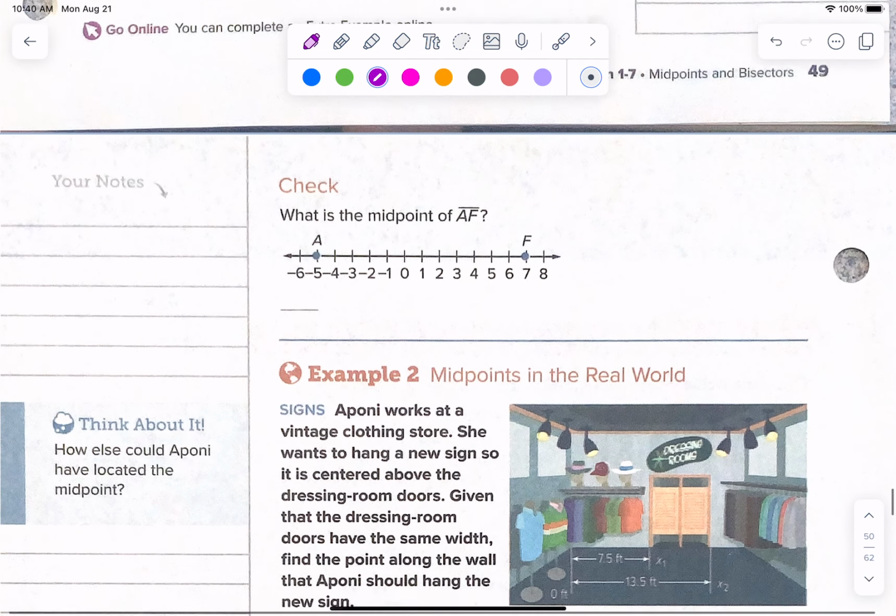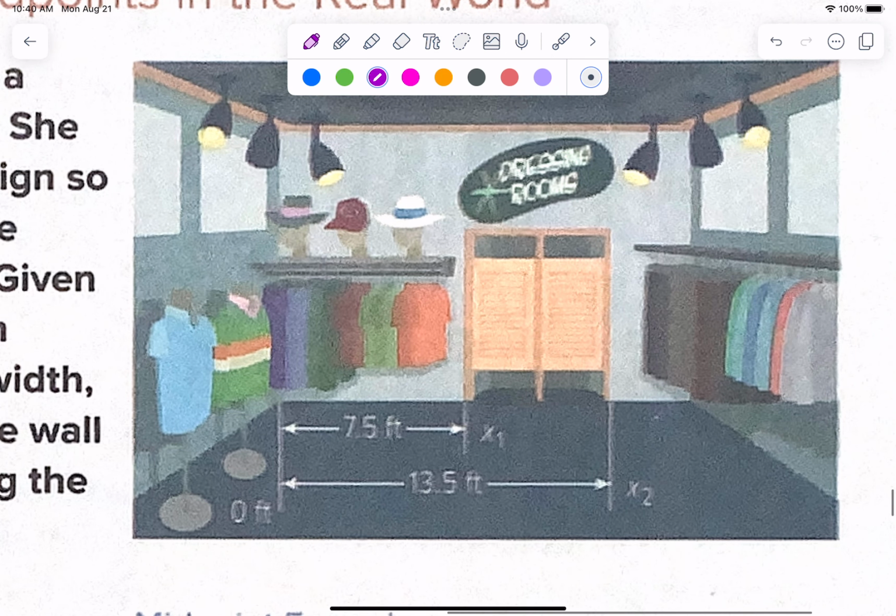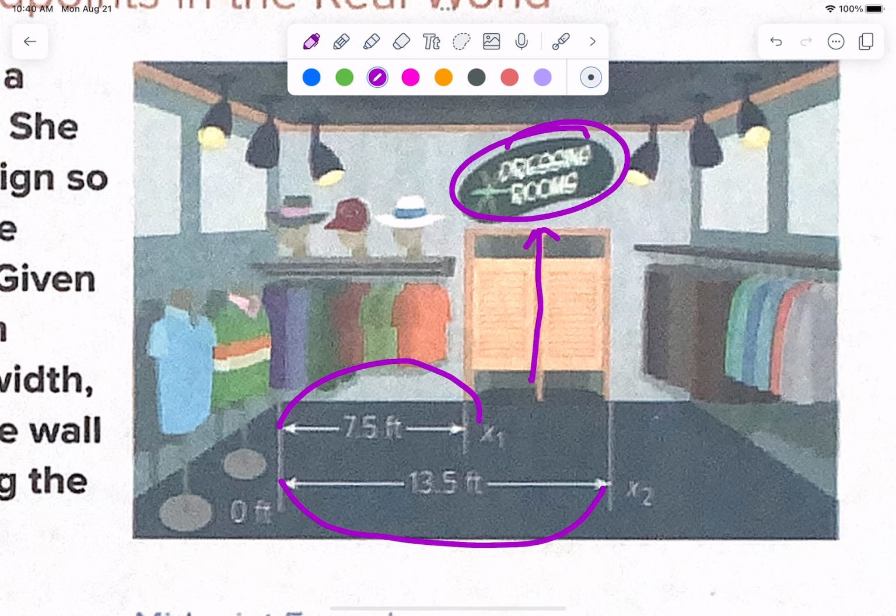Let's go to example 2. Go to the next page. This is a real world application for midpoint. What they're trying to do is figure out where this sign needs to go up above here to be exactly in the middle. They're saying from here to here is 7.5 and from here to here is 13.5.